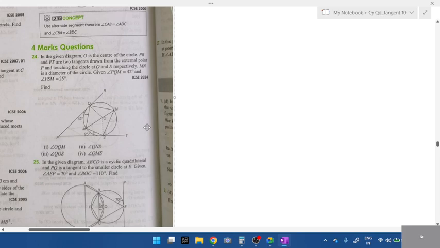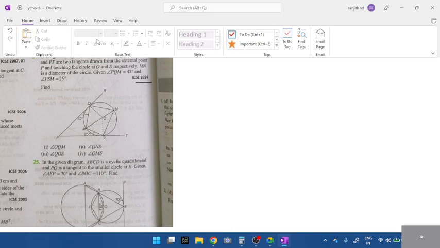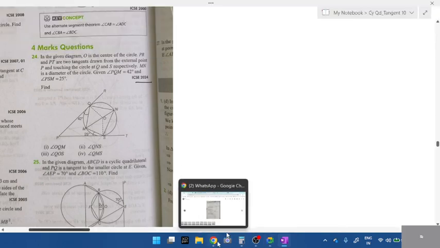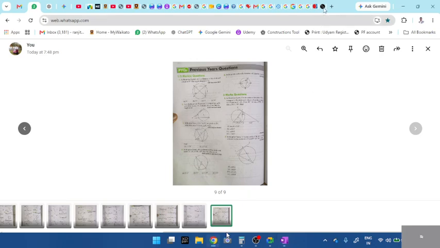Okay. Try this question. 2024. So only up to 2024. The book which I have is only up to 2024. 25 and 26 we'll try tomorrow. We'll solve tomorrow.